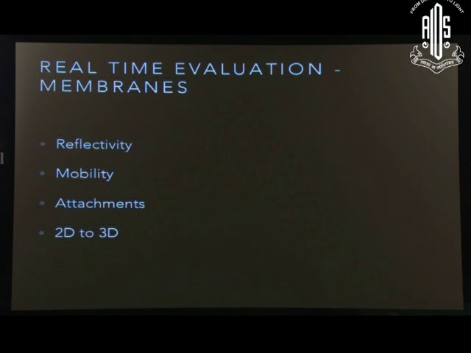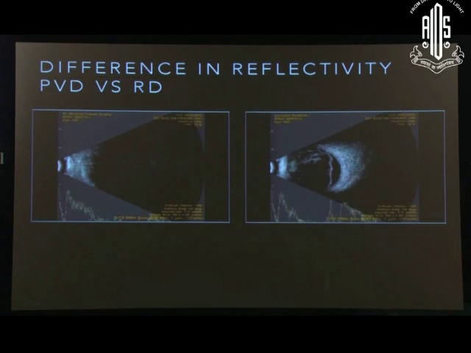Now that we have an idea of how reflectivity looks, we need to evaluate the patient in real time, and that's a benefit all of us have as ophthalmologists. We see the patient, we do the ultrasound, and we know exactly what we're looking for. This is what you need to look for: the reflectivity, the mobility, the attachments of the membranes. Finally, convert your 2D image into 3D interpretation.